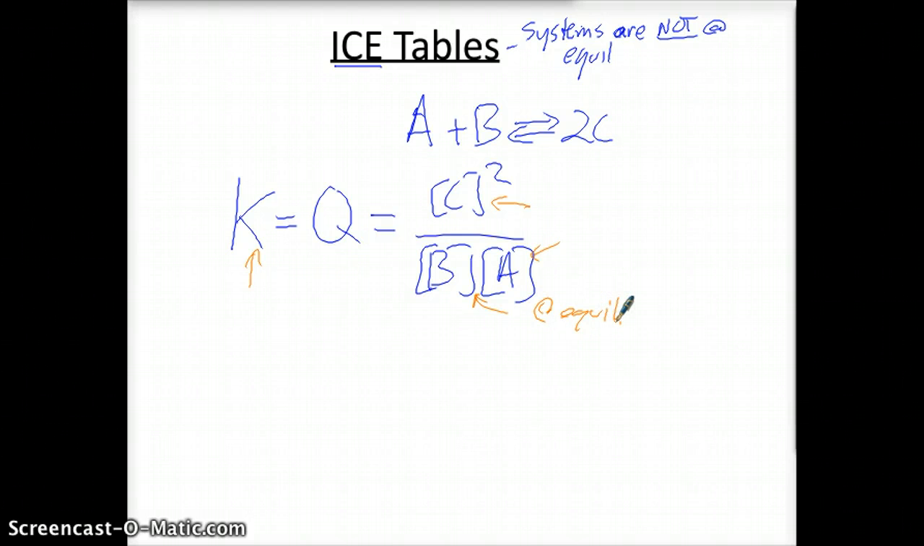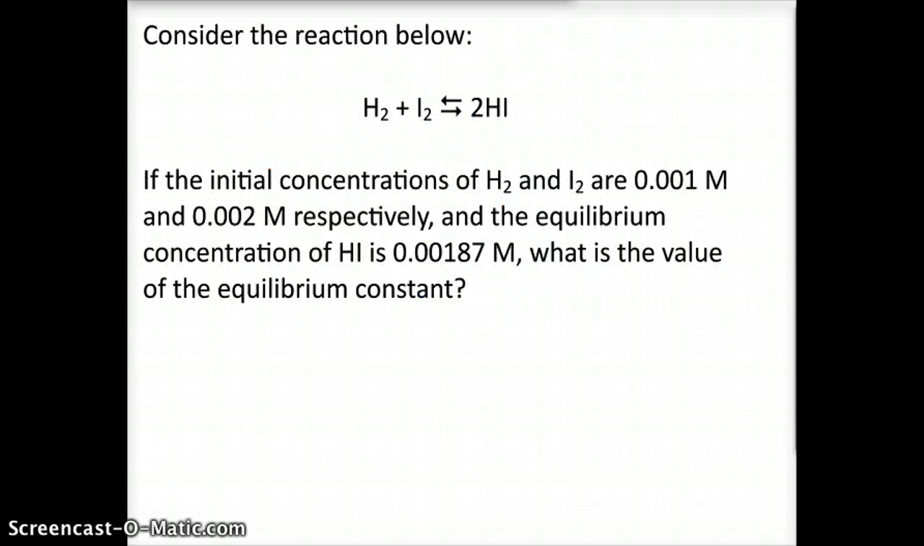But what if we're not at equilibrium? What if when we plug in these values, we get a value for Q, and it's not equal to K? How can we calculate what these concentrations will be? Or, if we know the initial concentrations, how can we use those to calculate what K has to be? That's what we're going to do. So, I've got two example problems that we're going to go over.